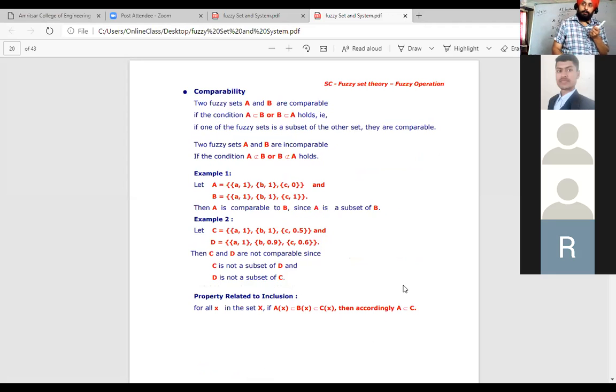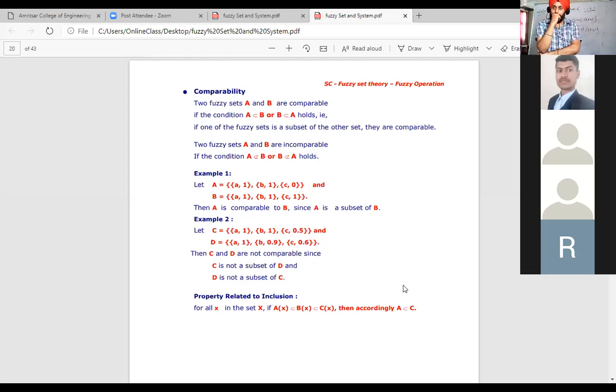Then comparability. Two fuzzy sets A and B are comparable if the condition that A is a subset of B or B is a subset of A holds. That is, if one of the fuzzy sets is a subset of the other, they are comparable. If this condition is not true, then it is not comparable.